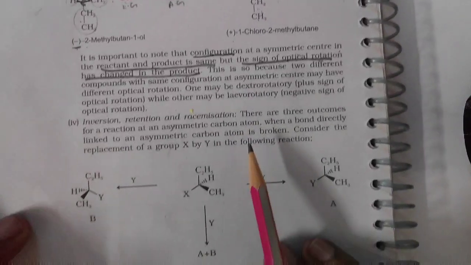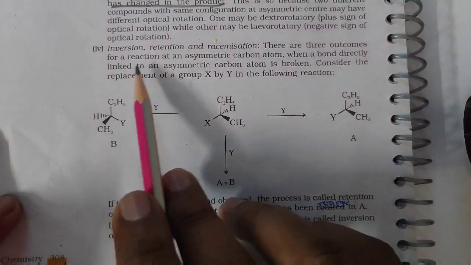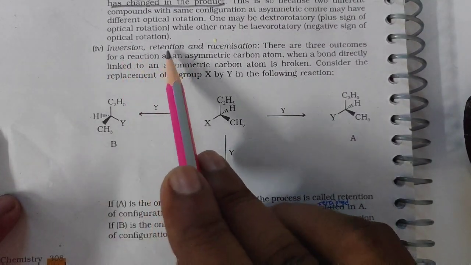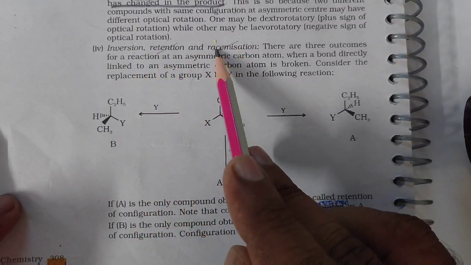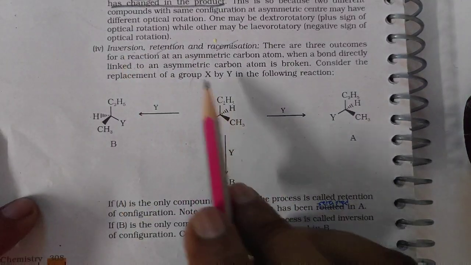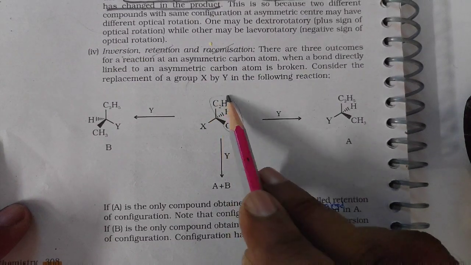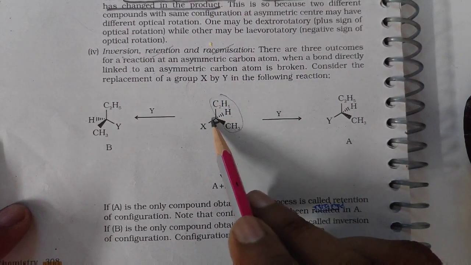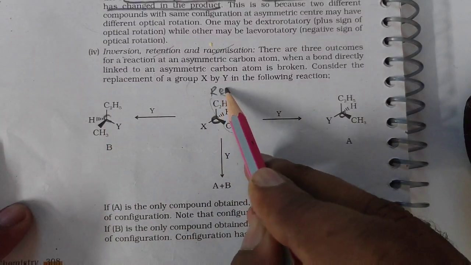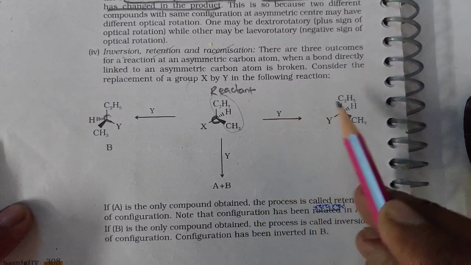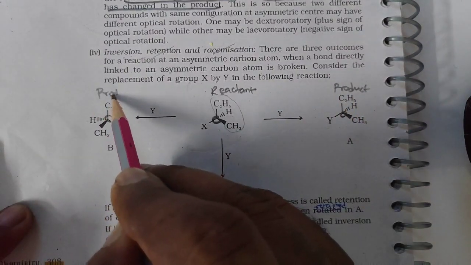Now the next part is inversion of configuration. Retention we finished. Now inversion. In this case all these three things are explained. Here, all of these are your asymmetric centers. This is your reactant, and these two are the products.